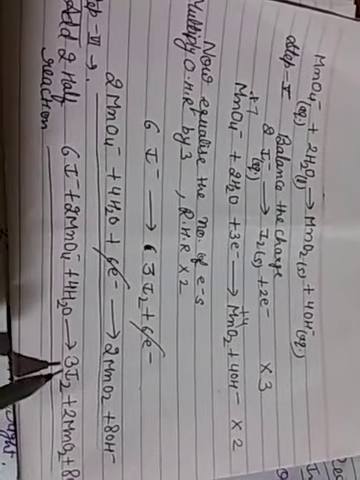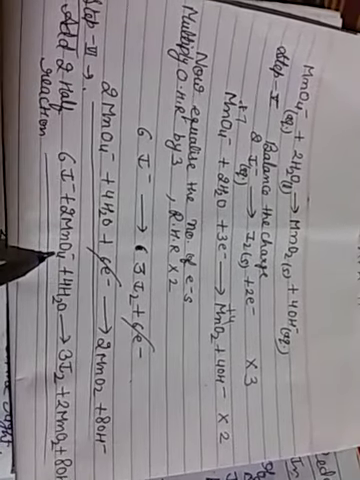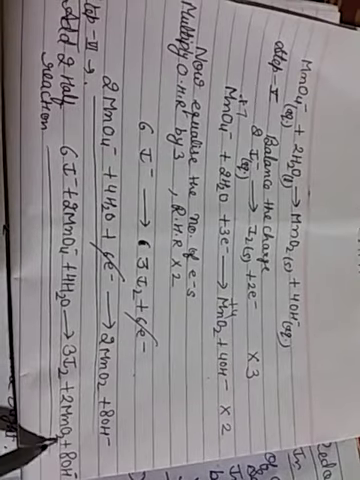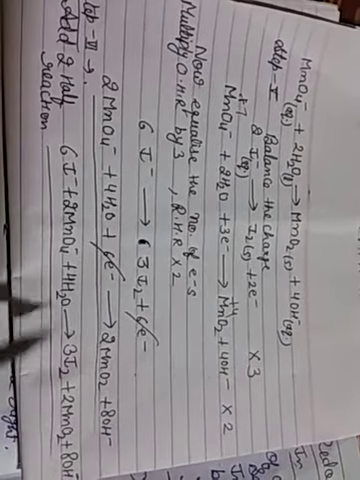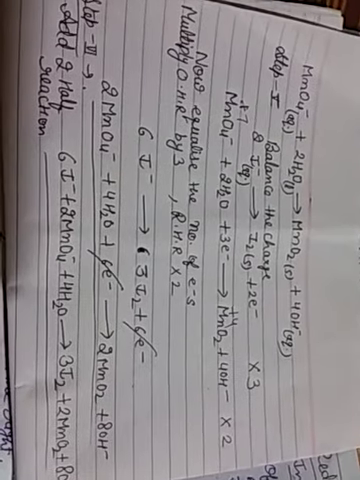So that means, see, 6I, 3 to the 6, 6I, 2 Mn, 2 Mn. Oxygen: you see 4 to the 8 and 4, 12, and here you see 8 oxygen and 4, 12. Then hydrogen 8 and here 8. So it is the balanced reaction.